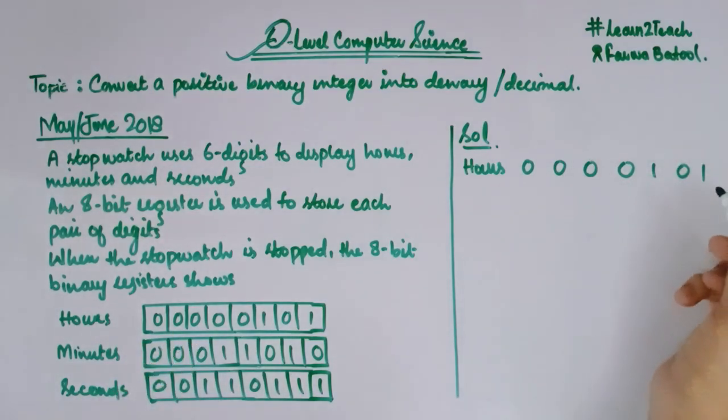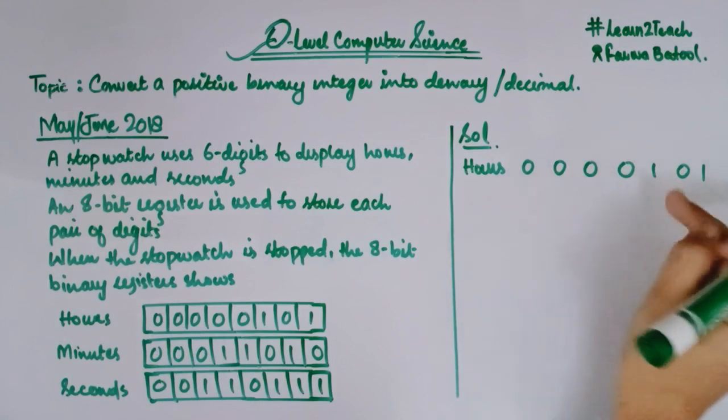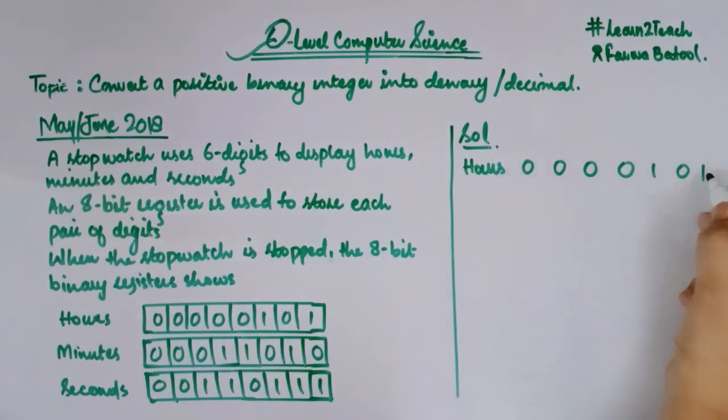Now my first step is to write the powers of 2 in ascending order below each of the bits. 2 raised to the power 0 is 1. Anything raised to the power 0 is 1, so 2 raised to the power 0 is 1.